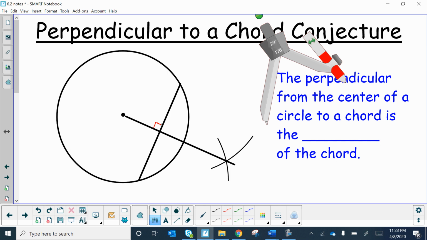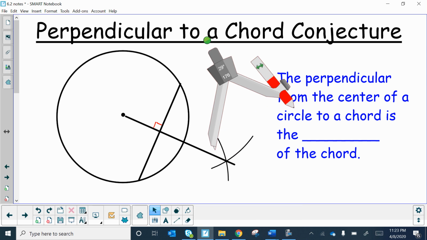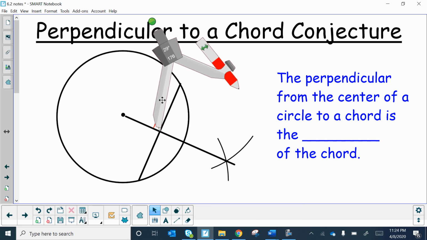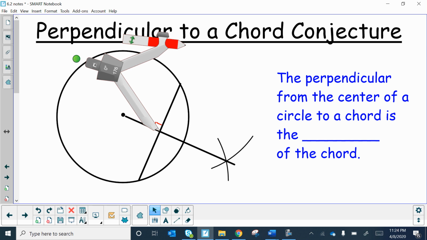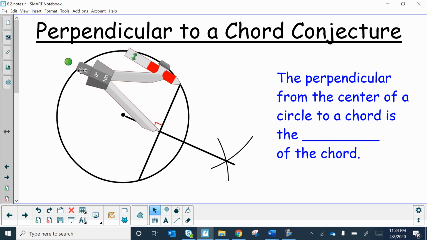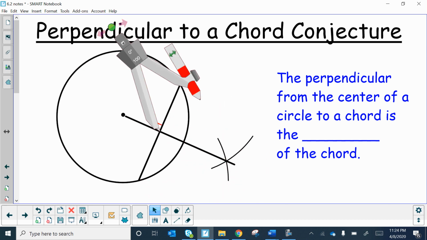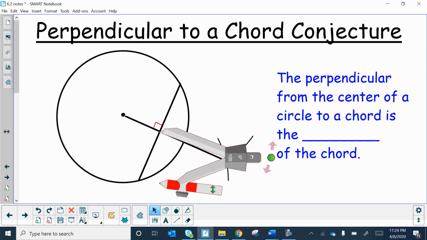All right, so now the question is, it says the perpendicular from the center of a circle to a chord is the blank of the chord. So I want you to look at this right here. I want you to get your measure. You can either get a ruler, or I like to, like I said, use my compass. And watch when I measure from there. See how long that is? And when I swing it around this way, it's the exact same size as that one.